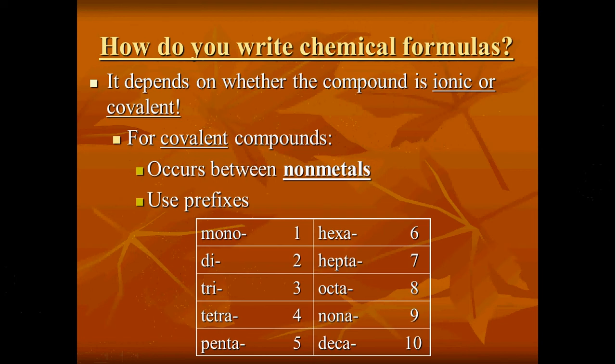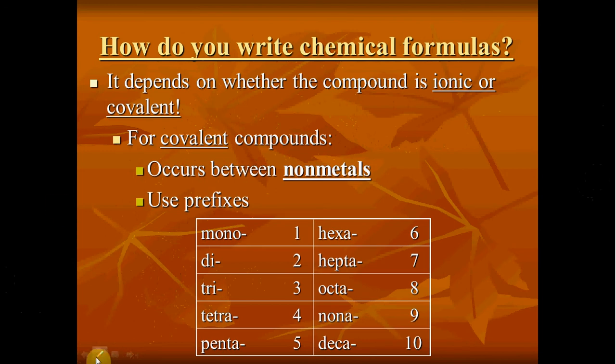We know that covalent compounds occur between nonmetals. So if you look at, for example, H2O, you look at the atoms involved. Hydrogen and oxygen are both nonmetals, and since they're both nonmetals, it's a covalent compound, and so you're going to go ahead and use this naming system. So let's get into that.